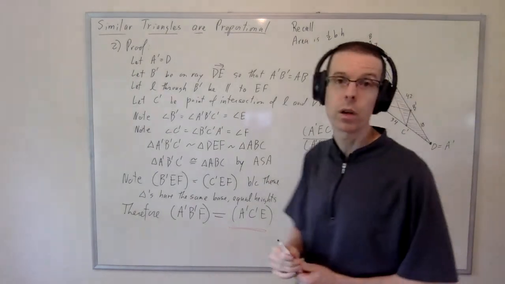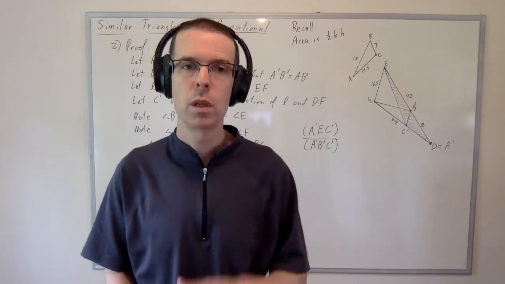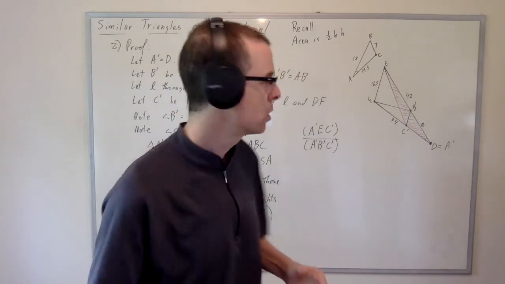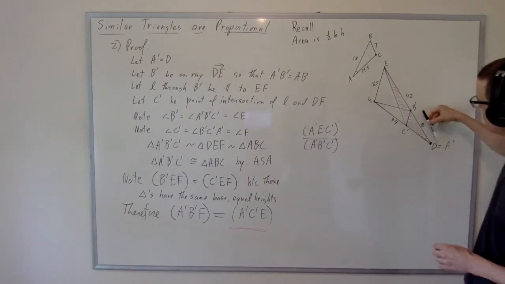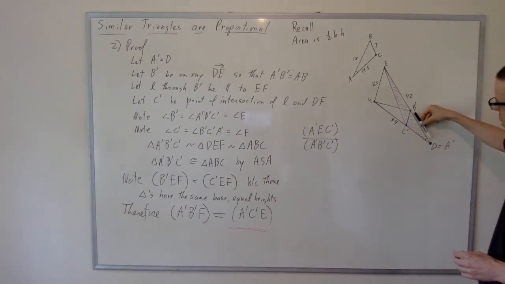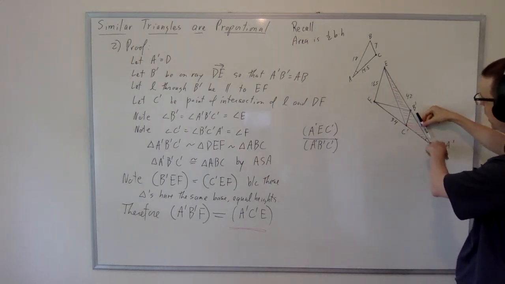Well, every triangle has 3 bases, right? And every triangle has 3 heights. But from the right perspective, these triangles have the same height. So I want to consider the base of this triangle to be A prime B prime here. And its height then will be the perpendicular distance between C prime and the line A prime B prime.